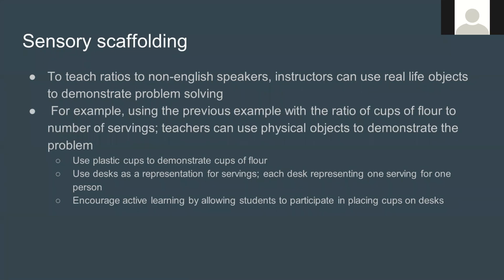The next strategy that also falls into scaffolding is sensory scaffolding. I think sensory scaffolding is specifically useful to teach ratios to non-English speakers because it involves using real-life objects to demonstrate problem solving. So if we were to use the previous example with the 1 cup of flour to 4 servings ratio, we can teach that using physical objects to demonstrate the problem. We would need a physical object to demonstrate cups and a physical object to demonstrate servings. An easy way to do this would be using plastic cups to demonstrate cups of flour, which is very self-explanatory and will help English learners make sense of what's going on.